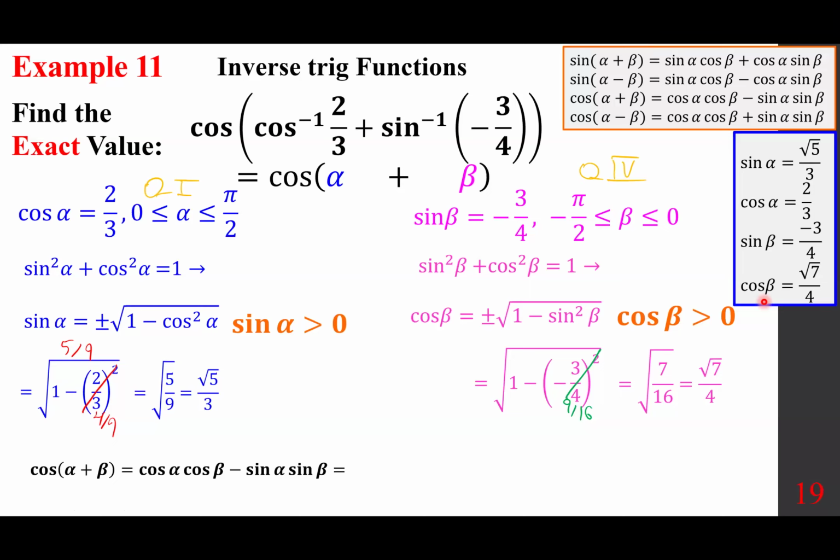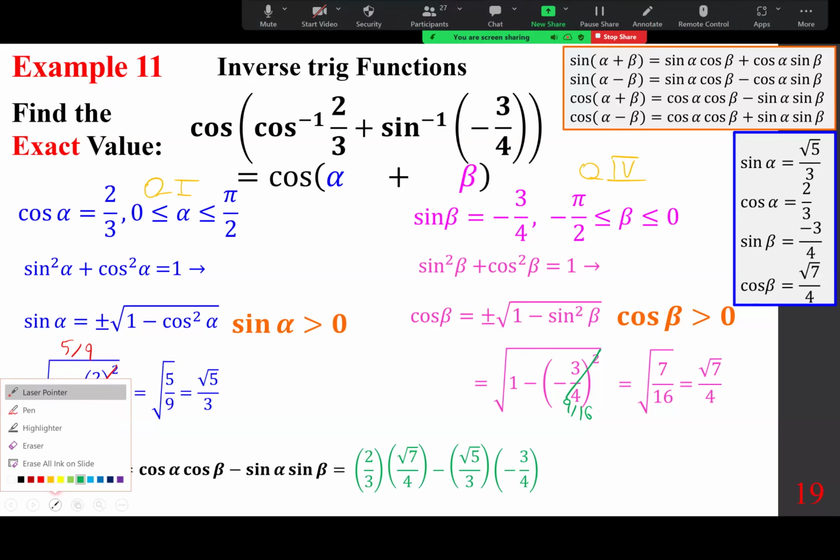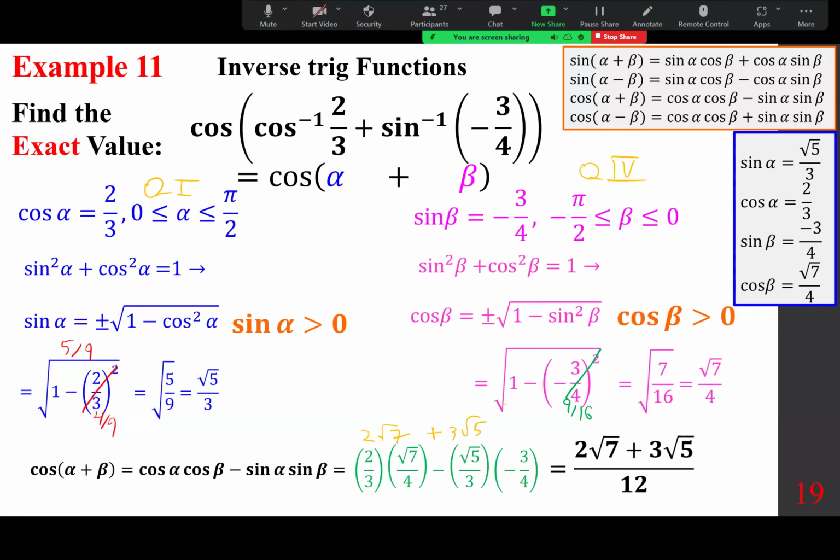A couple of them were given, a couple of them we found. Plug in. So obviously the denominator is 12, 3 times 4 in both cases. So let's see what we have here. We have 2 square root of 7. And we have minus minus plus 3 square root of 5. And they add up over 12. And that's the exact answer, everybody.